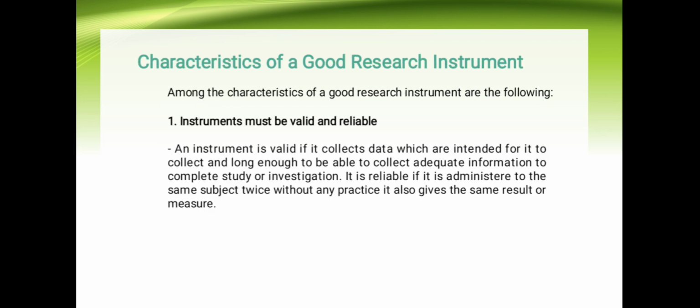And now, let's discuss the 10 characteristics of a good research instrument. First, the instrument must be valid and reliable. Good research tools must be valid and reliable. This means they collect the right data and give the same result when repeated.